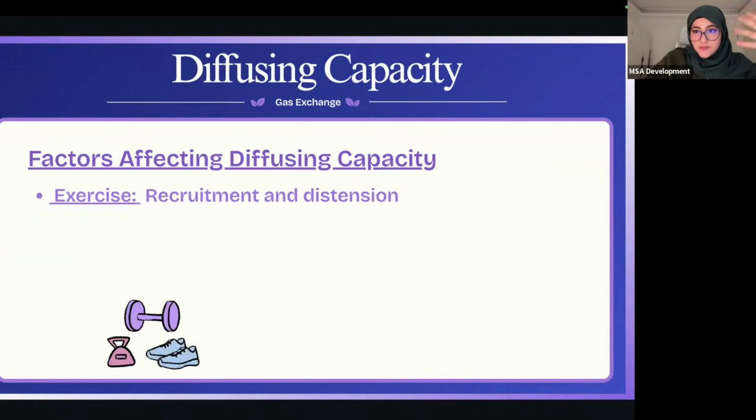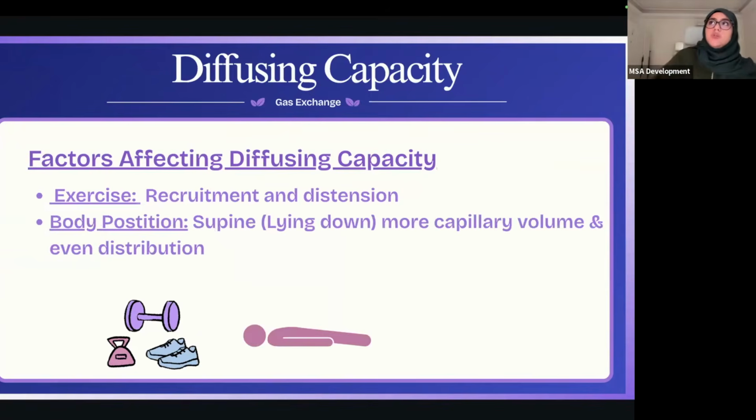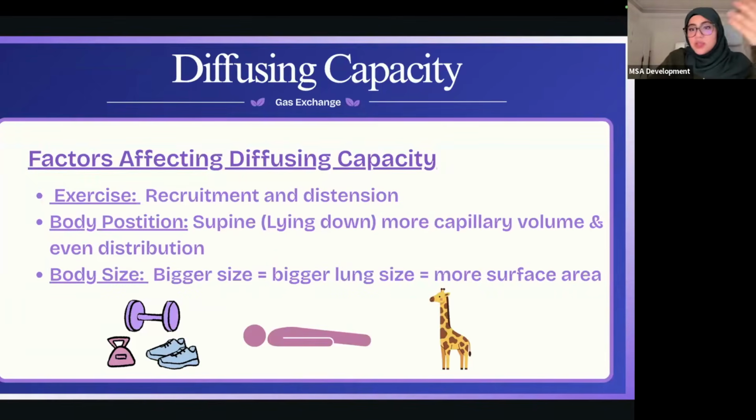So, what actually affects diffusing capacity? When we exercise, something called recruitment and distension happens. Recruitment just means you're recruiting more blood vessels, and distending them. So there's more blood volume, which improves diffusion capacity. Then there's body position. When you lie supine, all your blood vessels have the same blood volume and kind of mush together, which makes it easier to diffuse through the blood vessels. And then there's body size. It's logical: the bigger your lung size, the more surface area you have, and the more diffusion capacity you have. Now, these are all characteristics that we talked about before.